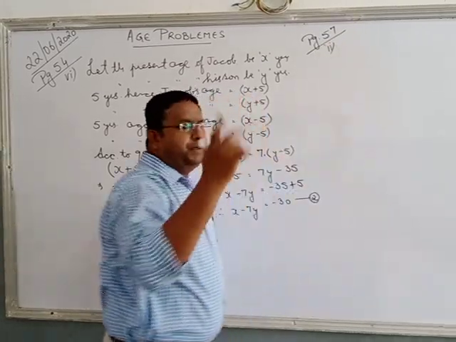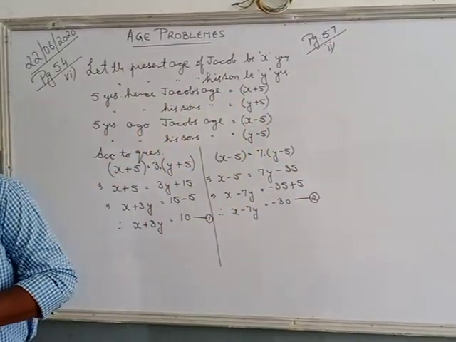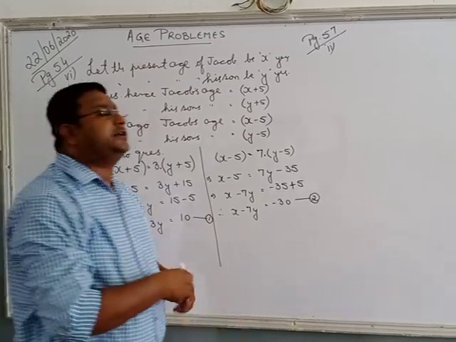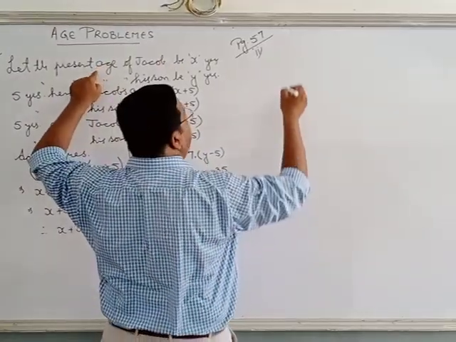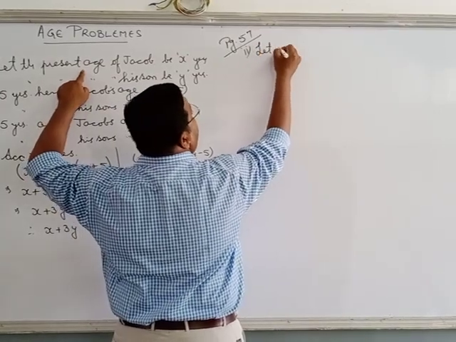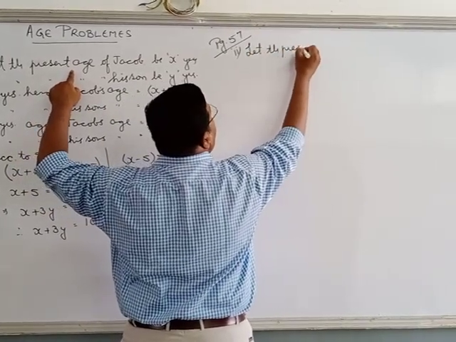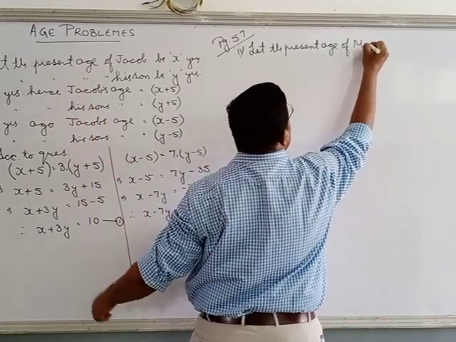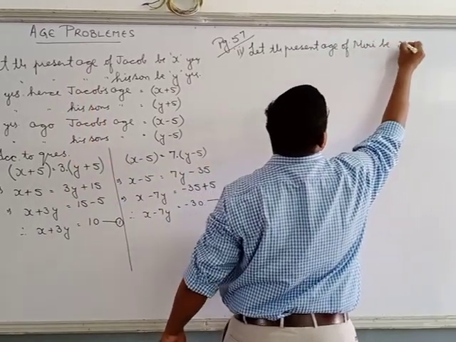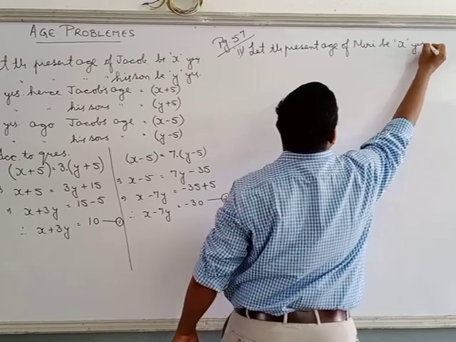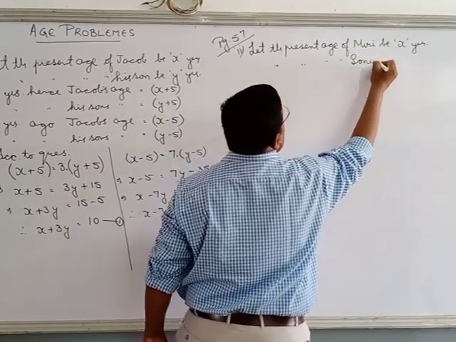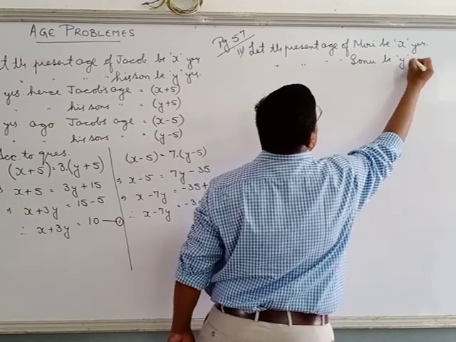Now here two people are there. One is Nuri, the other one is Sonu. 5 years ago, Nuri was thrice as old as Sonu. So two people are there. Same over here, present age. Let the present age of Nuri be x years and the present age of Sonu be y years.